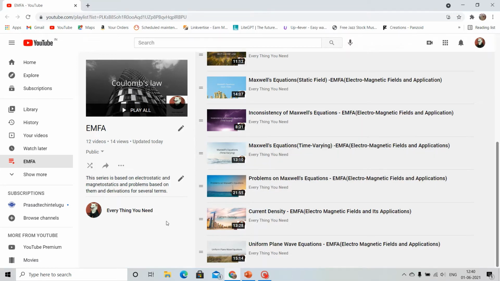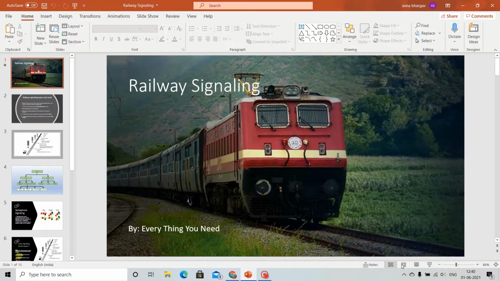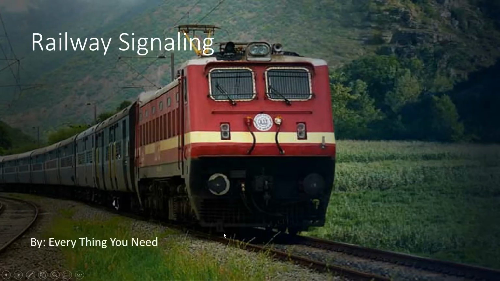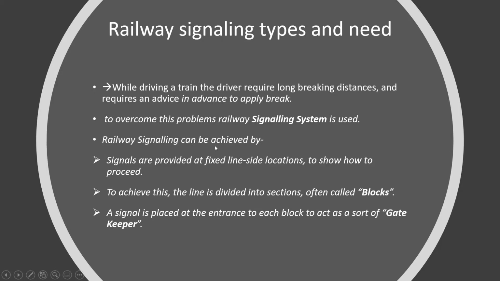Now, in this video, let us talk about railway signaling. What is railway signaling? While driving a train, the driver requires long braking distances and requires advice in advance to apply the brake, as the train is moving with a greater speed. It requires prior information to apply the brake. So, to overcome this problem, a railway signaling system is used.